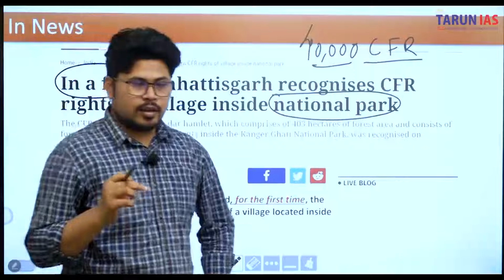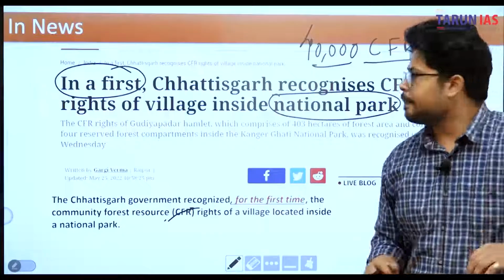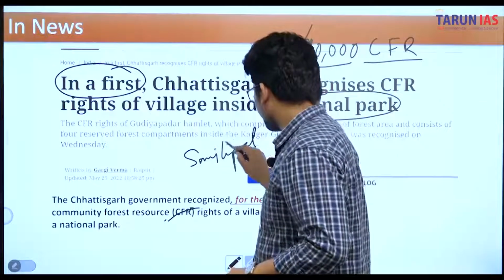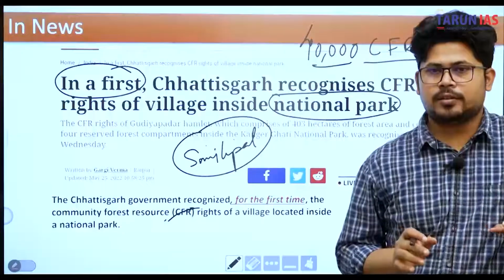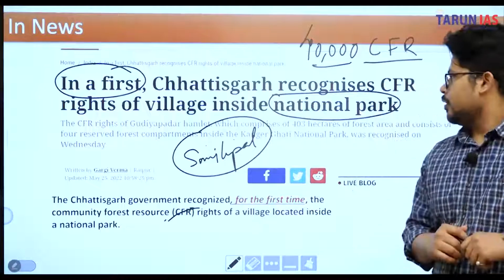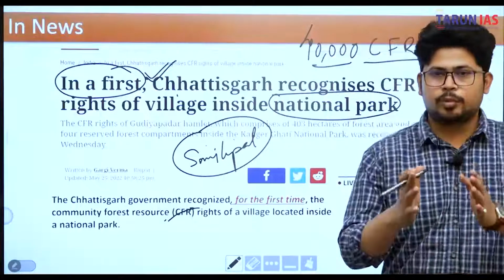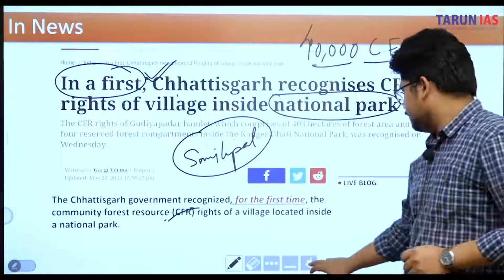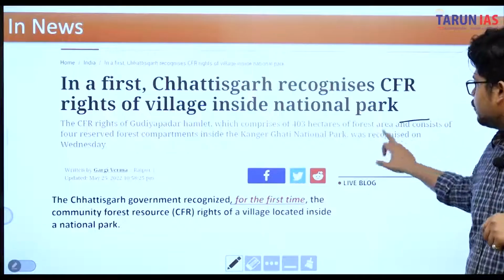In India, this is not a first. In Chhattisgarh, it is a first. In India, in Similipal, the community forest rights have already been recognized by the government. So what we need to understand is that this is for the first time the Chhattisgarh state has recognized community forest rights, resource rights of a village inside a national park.